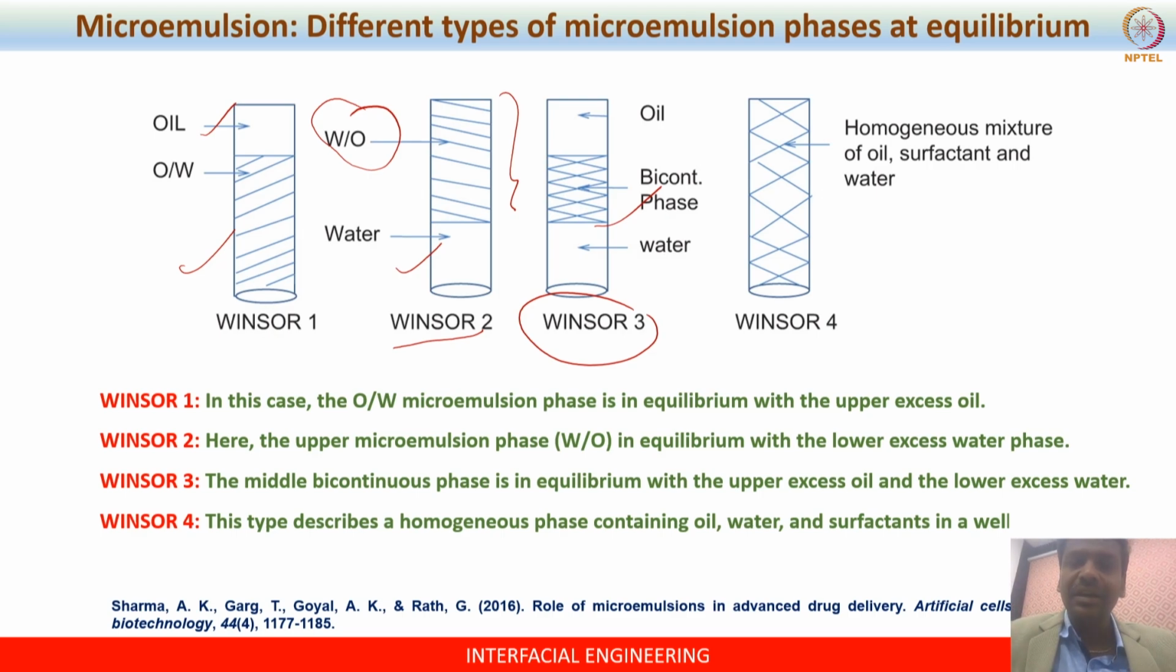In this case, let's say you achieved 100% emulsion. Neither water nor oil was found in excess quantity. In this situation, you would say that the emulsion achieved is 100%. Such a type of emulsion is called a Winsor 4 type microemulsion. You can regard this mixture as a homogeneous mixture of oil, surfactant, and water. So these are the different types of microemulsion phases at equilibrium classified by Winsor.